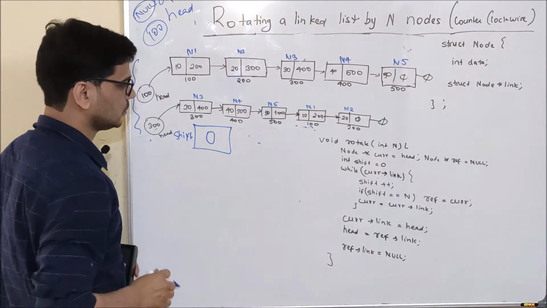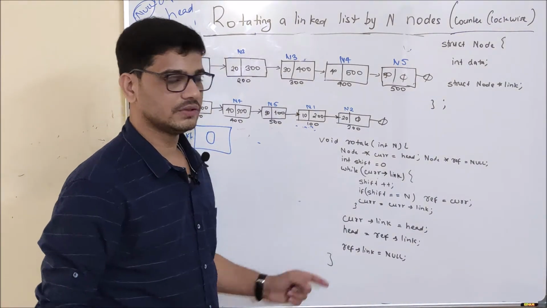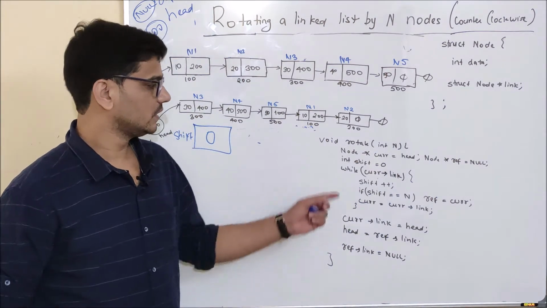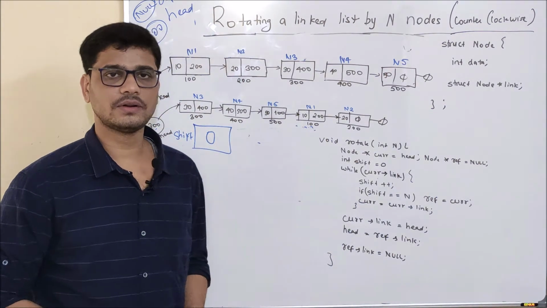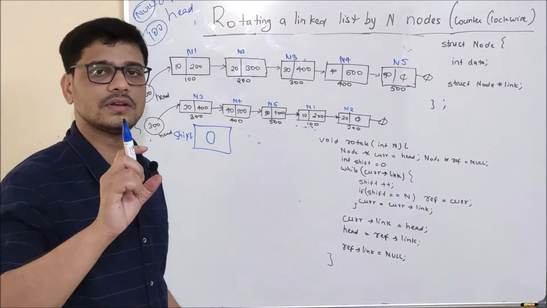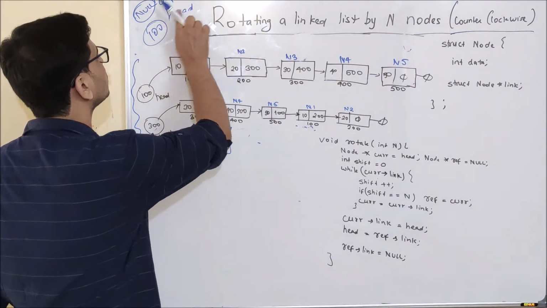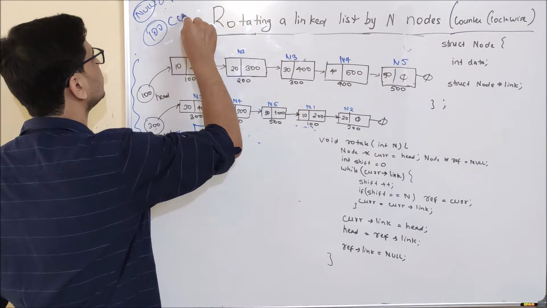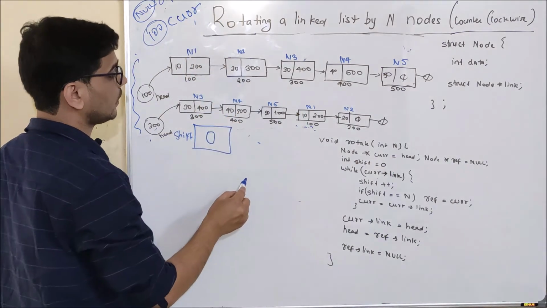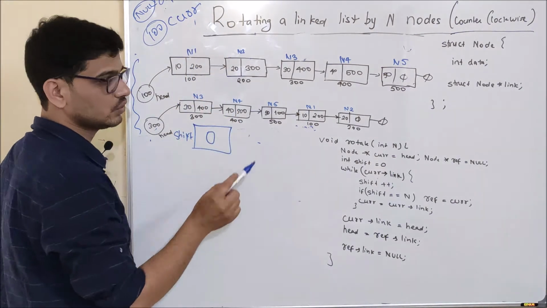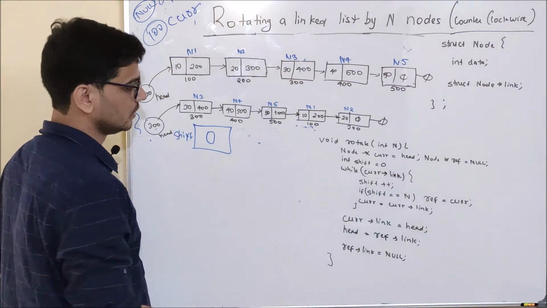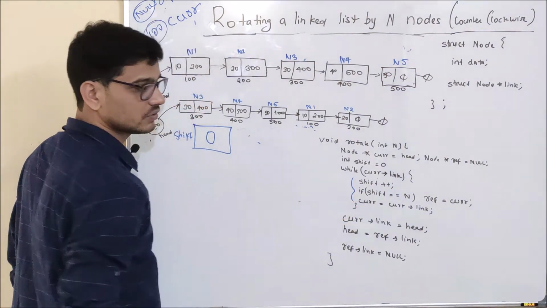Right now it is 0, and this is my while loop. Basically I am going to use this while loop for traversal. So first of all, it is checking whether current dot link is null. See, right now current is 100, and current dot link is 200. So basically it is not null, so I will execute these 3 lines.